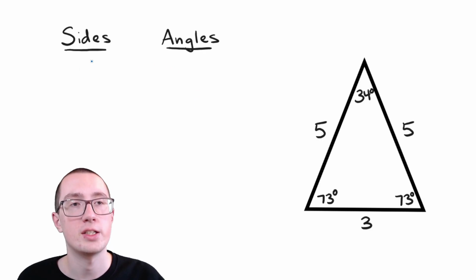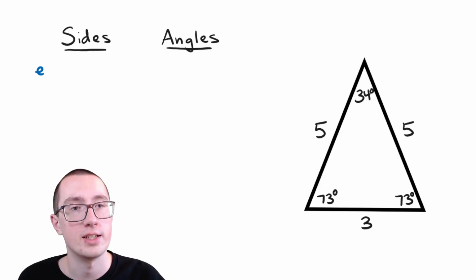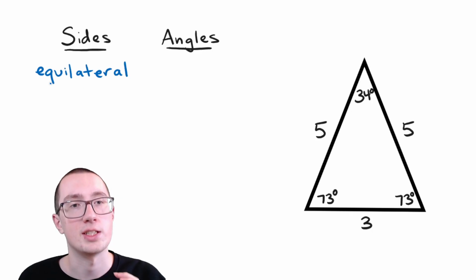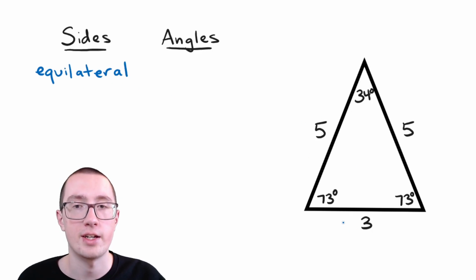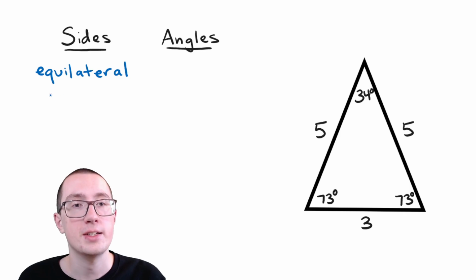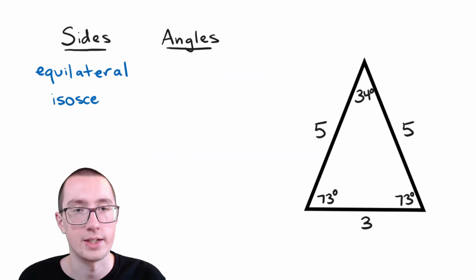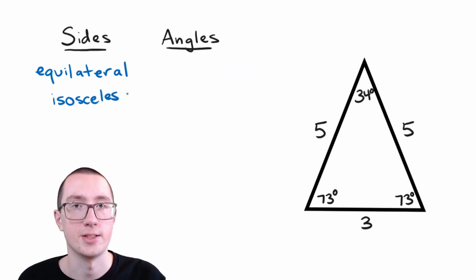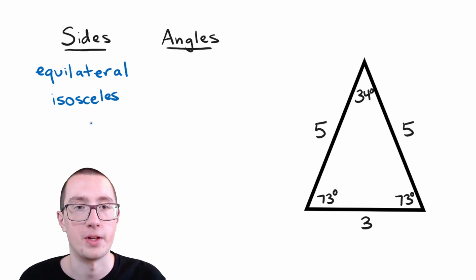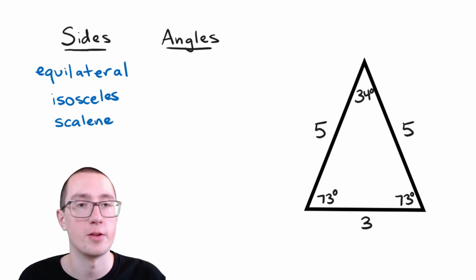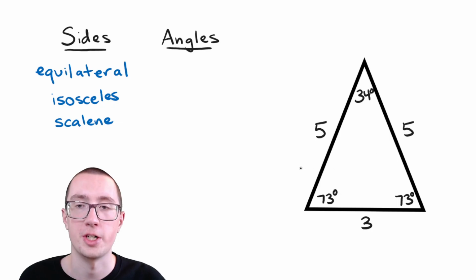So let's start with the classifications for sides. There's three different ones. The first one is equilateral. A triangle is equilateral if all three sides are the same length. The second type is isosceles. An isosceles triangle has two sides of the same length, but then the third one is a different length. And then finally, we have scalene, which basically means that none of the sides are the same length. They're all different.